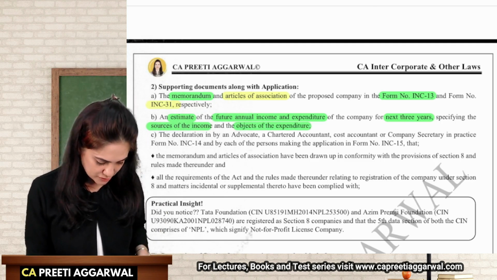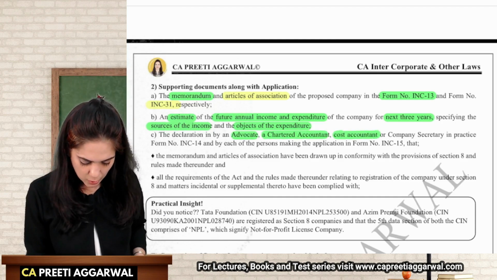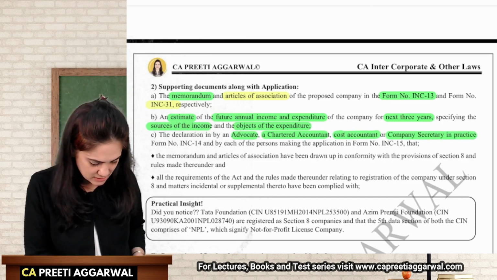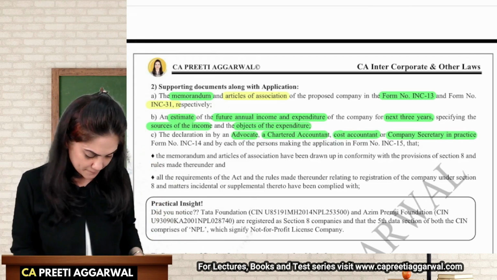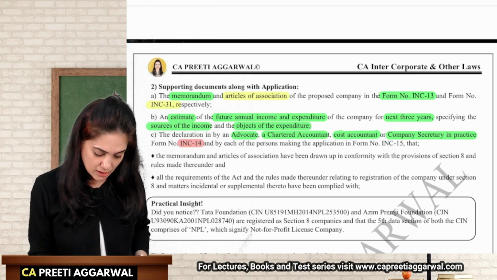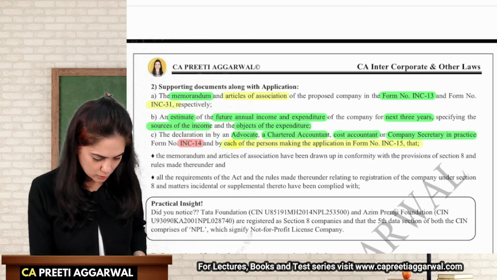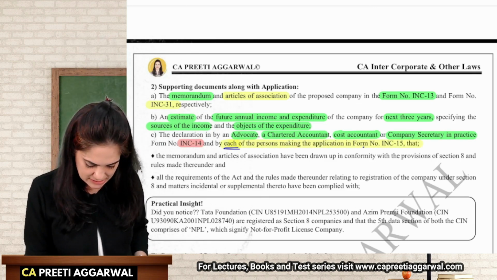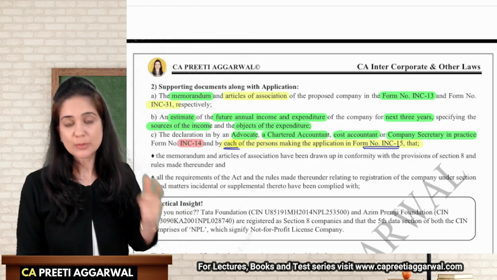A declaration will be given by an advocate, a chartered accountant, cost accountant, or a company secretary in practice who are engaged in the formation of the company. This declaration will be given in INC 14. Each person making the application will also give a declaration in INC 15. What will be mentioned in the declaration? What will they write in the declaration?